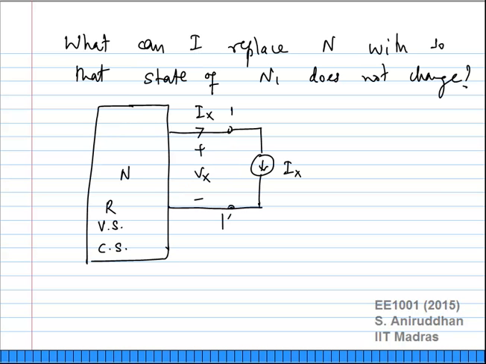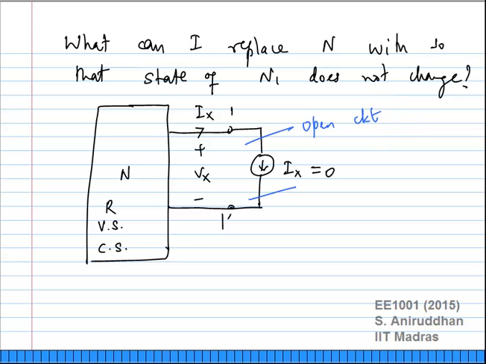Who said short? What does it mean? We have seen a few classes ago that a current source with value I equal to 0 is the same as an open circuit. A voltage source of value 0 is a short circuit. So if you set Ix to 0, this means that it's an open circuit.